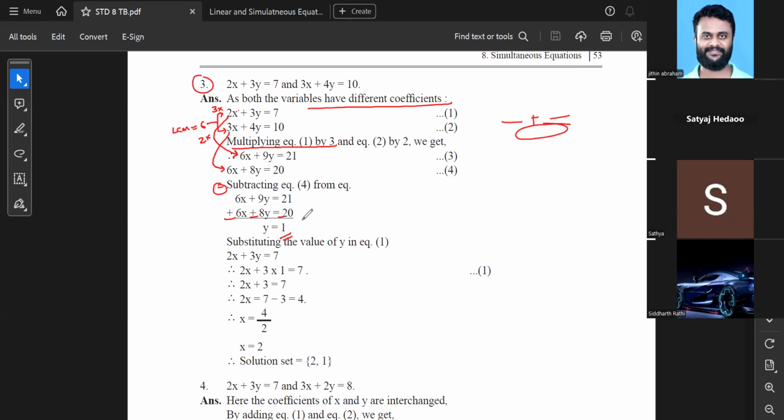Once you get the value of y, you're free to substitute this y anywhere. Either you can substitute over here, or over here, or over here, or over here. So in any of the four equations, you are free to substitute your wish. Wherever it seems right and easy to you, substitute and get the answer. When you substitute the value of y and solve, you will get the value of x, which is x equal to 2. Am I clear?